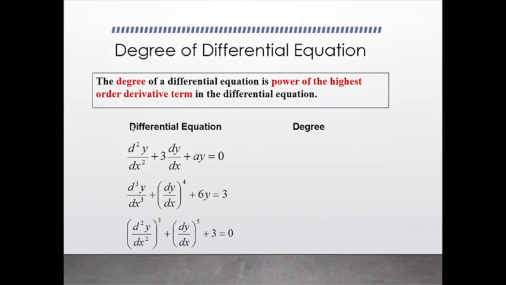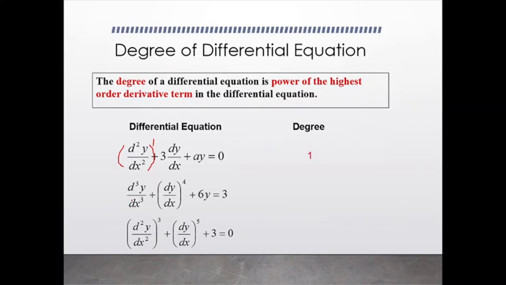Let's see, the first derivative actually has an exponent of 1, which is invisible. We can choose not to write it, because it's obvious. So its degree is 1.